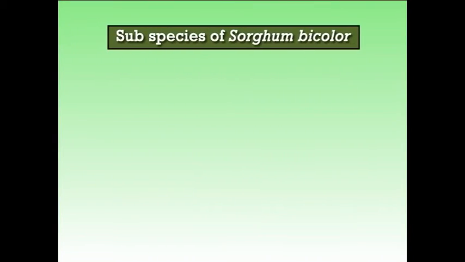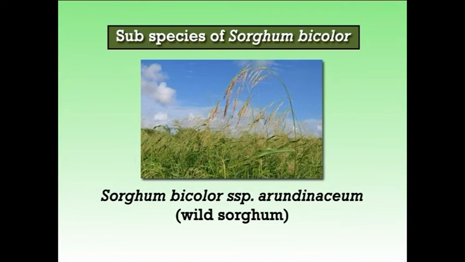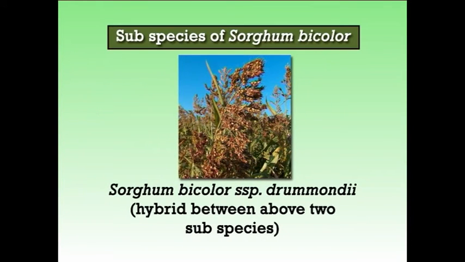The first subspecies is Sorghum bicolor, subspecies bicolor. This is cultivated sorghum. And the second one is Sorghum bicolor, subspecies arundinaceum, that is wild sorghum. And the last one is Sorghum bicolor, subspecies drummondii. This is the hybrid between the above two subspecies.